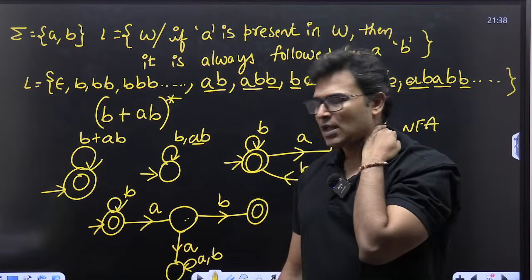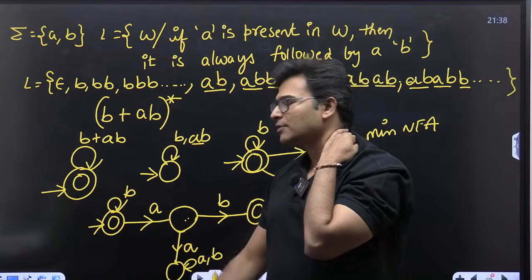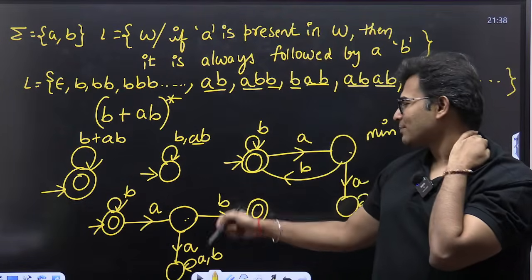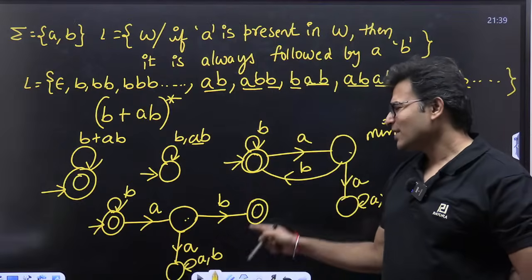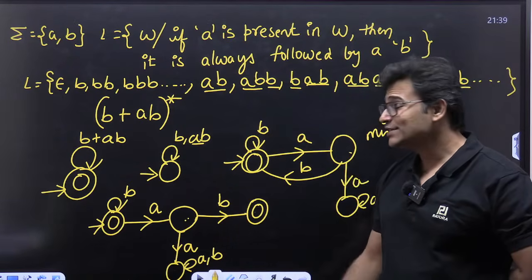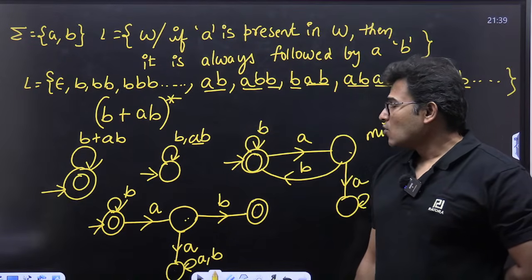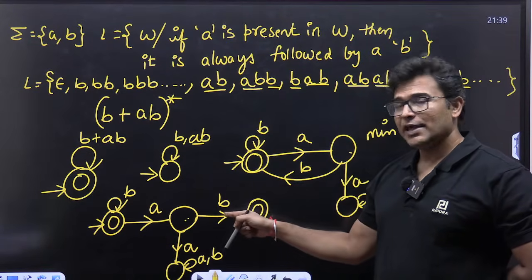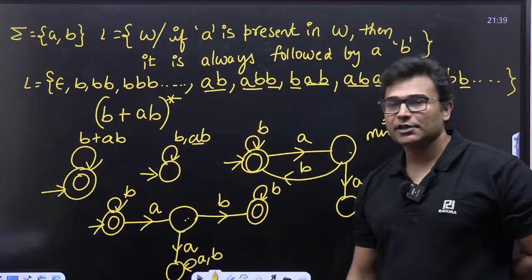Fine. Is this a DFA? Here you said what happens on A and B. Here you said what happens on A and B. But here you didn't say what happens on A and B. So A has to be followed by a B. It can be followed by any number of B's, I will accept it.